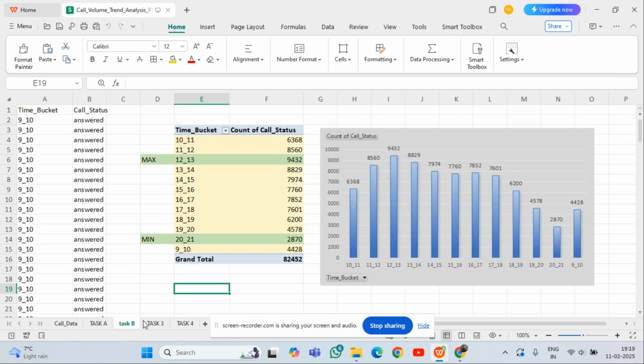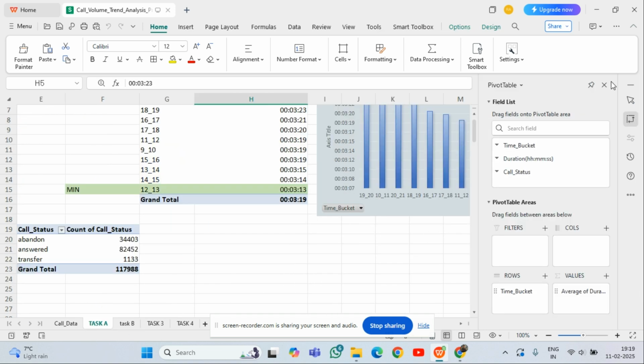Okay, so moving on to the second task. We have to find the count of calls for received. Remember that we have to find the number of calls whose call status is answered, or the calls that are being received. There are different types of calls. This is the total number of calls. I already showed you that.